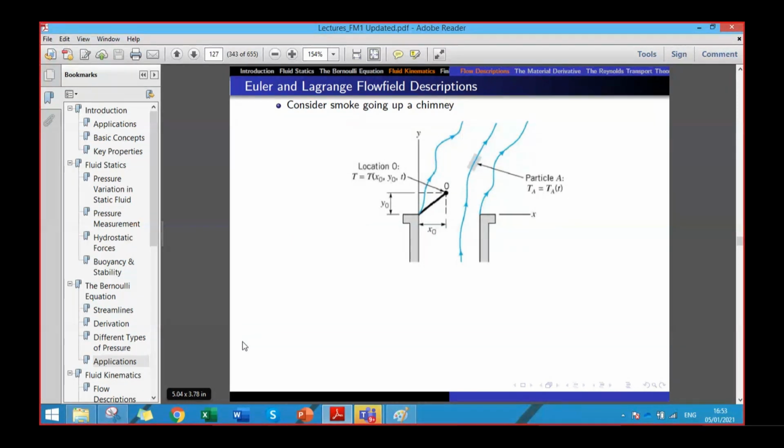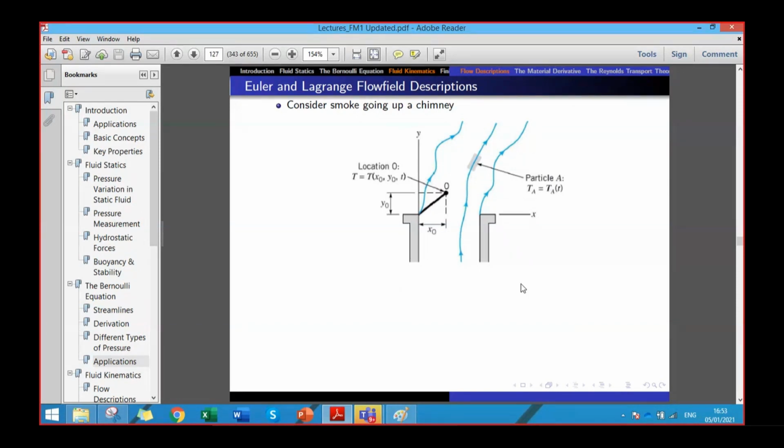On the exit of the chimney or different locations on the chimney, you will gather data from that sensor, and you can say, okay, with this rise at this location, the temperature was this. At this location, the temperature was this, and after this much time, the location of these points changed like this. This is the Euler approach.